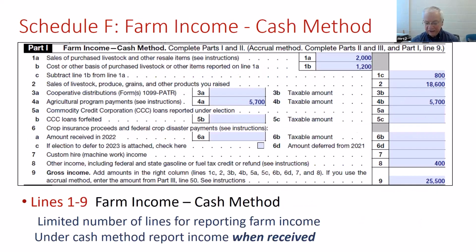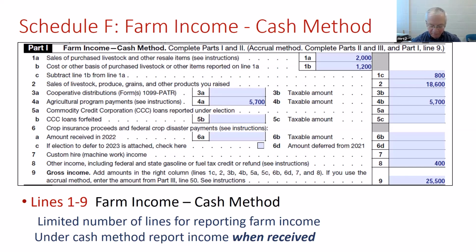Okay, let's take a look at income. Schedule F, income, part 1. Now, the first thing if you're looking at this for the first time, you'll notice that there's a lot of lines there that probably don't even apply to you or sound like a lot of extra words for no reason at all. And I'm going to say you're right, because there are a limited number of lines here for reporting farm income, and you're probably only going to have information on 3 or 4 lines for the most part.